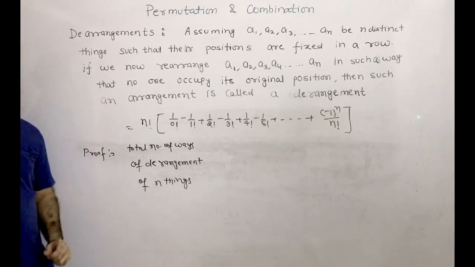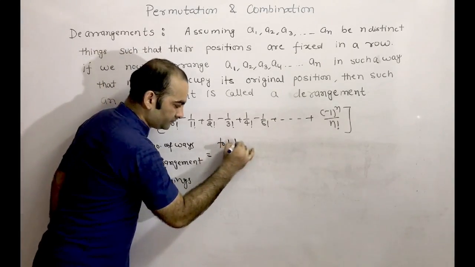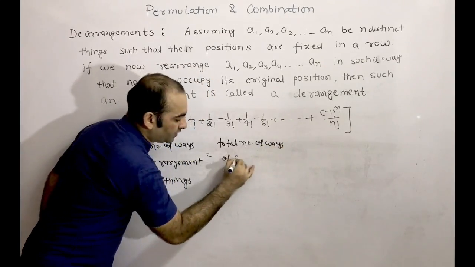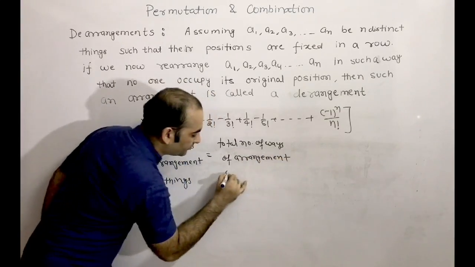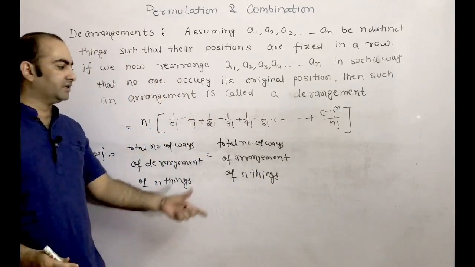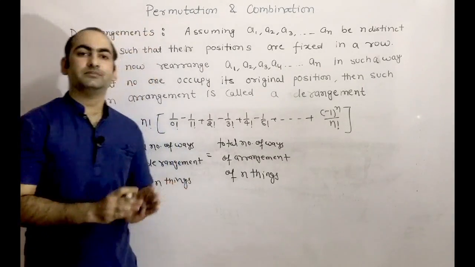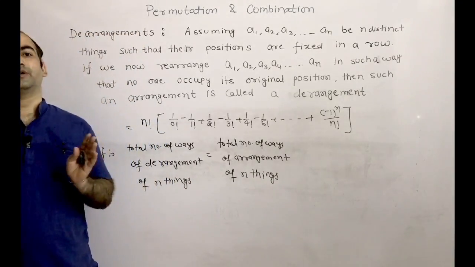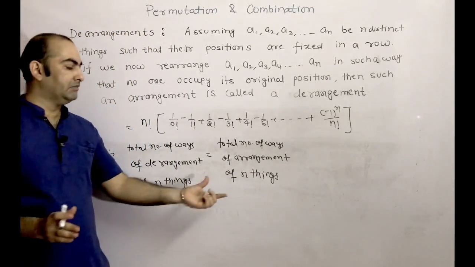For finding derangement, what will we do? First we find the total number of ways of arrangement of n things. In this we have to arrange n things at n places. Here some things may go to the correct place and some to the wrong place, that is also okay. It is also possible that all things go to the correct place, or all go to the wrong place. So all will be included here.